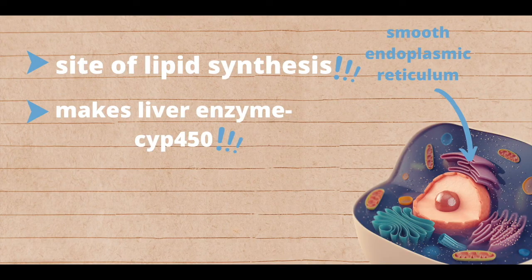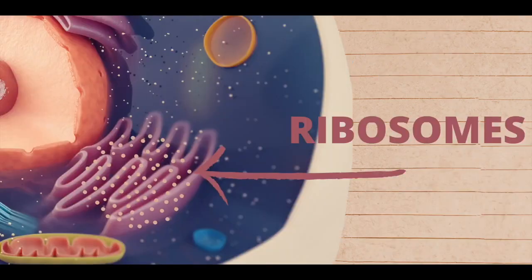Lastly, the smooth endoplasmic reticulum is able to store calcium. So it basically has these little pumps, and calcium is stored here. Whenever calcium is needed in the blood, then these pumps just push out a little bit of calcium at a time for us to use. Next, we have our ribosomes.